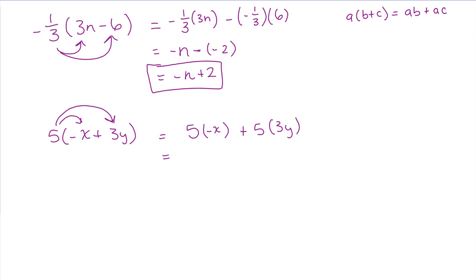5 times negative x is negative 5x. And 5 times 3y is 15y. Now we can't go any further because we don't have like terms. So we're done. This is our answer.